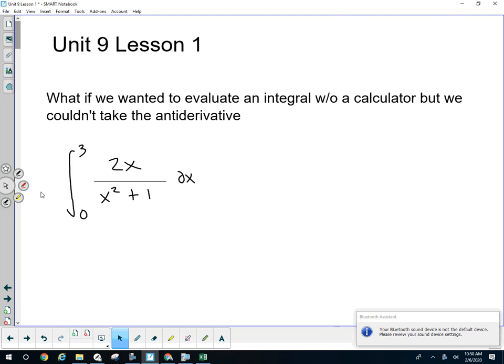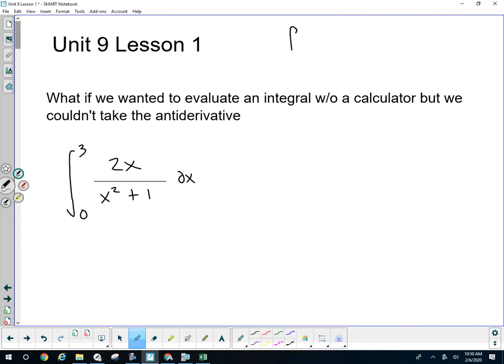All right, before we tackle this question, this lesson is all about area approximations. Before we tackle this question, can you do this for me? The answer is not 4.